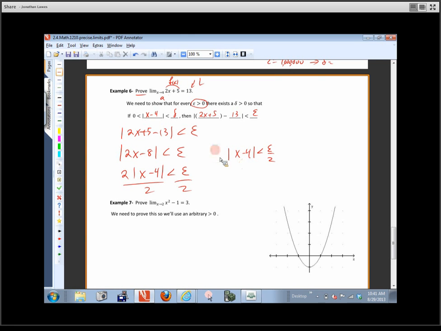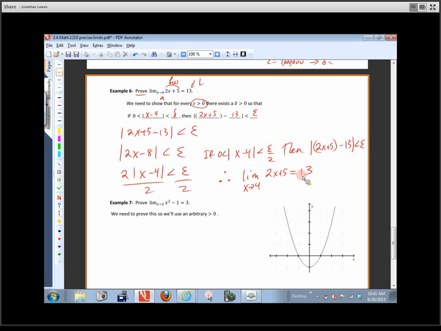So what we're going to say here is, if that's true, then |2x + 5 - 13| is less than epsilon. And then we can use these 3 dots. Anybody know what that means? It stands for the word therefore. Therefore, what have we proven? The limit as x approaches 4 of 2x plus 5 has to equal 13.